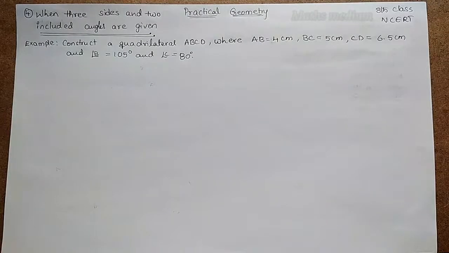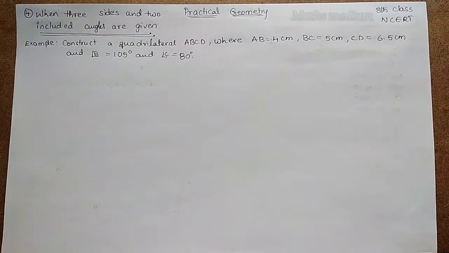See this case. In previous videos we already learned about when 3 adjacent sides and 2 angles are given, when 2 sides and 3 angles are given. Here in this case we have 3 sides and 2 included angles. Included angles is nothing but one type of adjacent angles also.